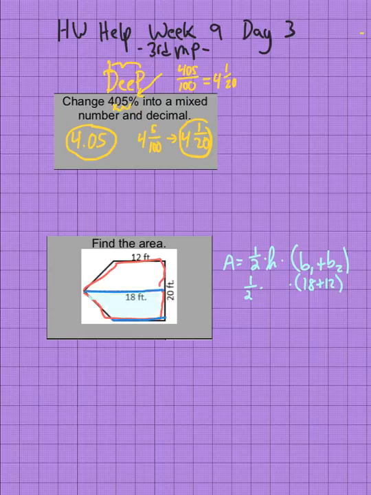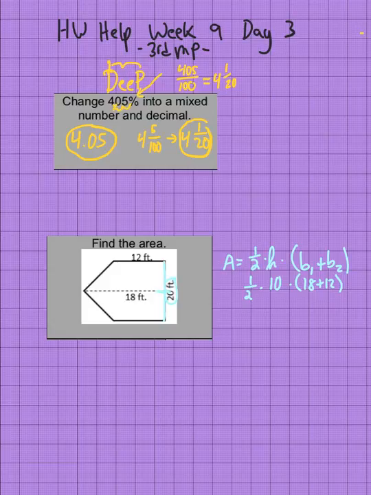Now here's the tricky part, is the height. Let me erase some of this stuff here. Oops, wrong eraser. There we go. The height they give me here, this 20, is for this whole thing. But we only want half of it, which is going to be 10. So the height is 10.